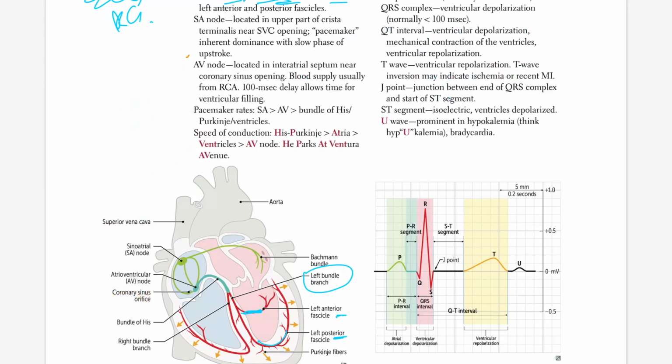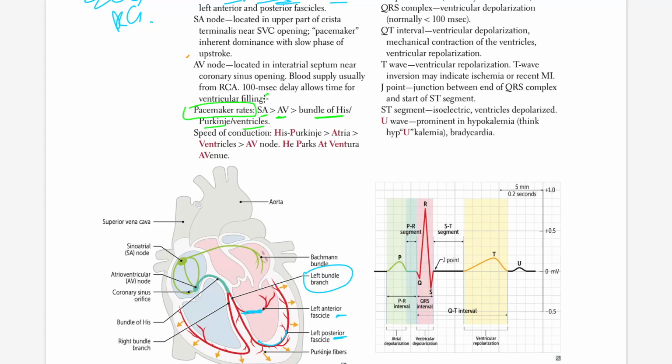Okay, now let's look at the other thing now. What do we have here? The next thing is pacemaker rates. So SA node has a greater rate than the AV node, which has a greater rate than bundle of His, and then Purkinje and ventricles, right? So who has the maximum or the highest rate? SA node.